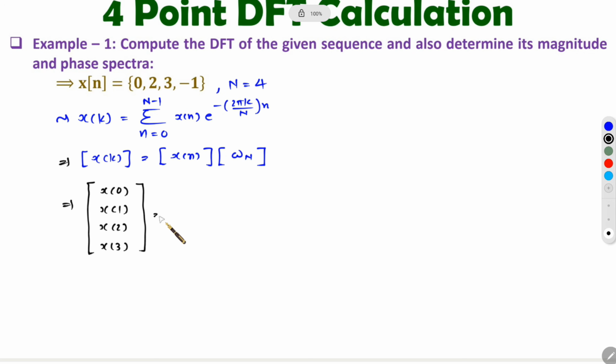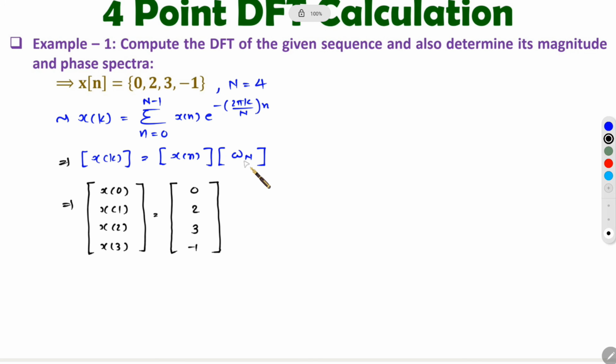Now here, we need to multiply these two matrices, where the x of n matrix has 4 elements, and those elements are 0, 2, 3, minus 1. So here I'll write 0, 2, 3 and minus 1.